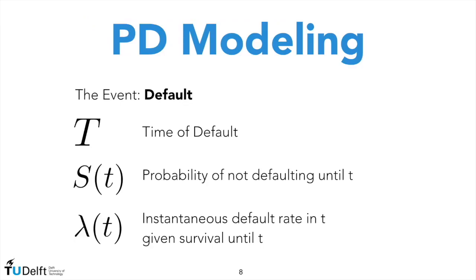For what concerns the survival function S(t), this will give us the probability of not defaulting until a time small t that we fix or that we want to study. And finally, lambda(t), the hazard rate, will give us the instantaneous rate of default for our counterparty, given that our counterparty has survived until time t.